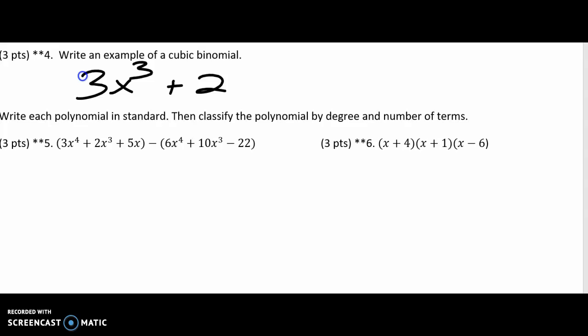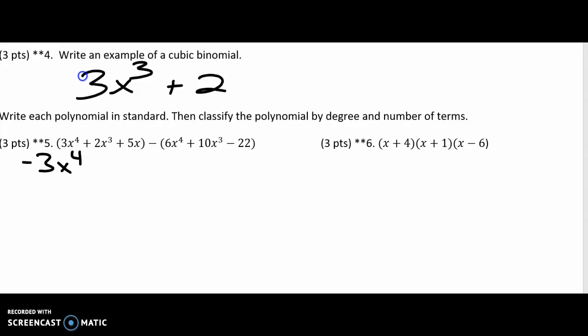Okay, for number 5 and 6, you're going to classify again, but in order to do that, you need to have it in standard form. So to do that, the first one, first of all, I see a symbol in between my 2 parentheses. All I'm going to do is combine like terms based on that symbol. All right? So what I'm doing is I'm subtracting. So I have 3x to the 4th, and the like term is 6x to the 4th. Well, it's after the minus sign, so 3x to the 4th minus 6x to the 4th is negative 3x to the 4th. Remember, we do not change our degree unless we are multiplying or dividing.